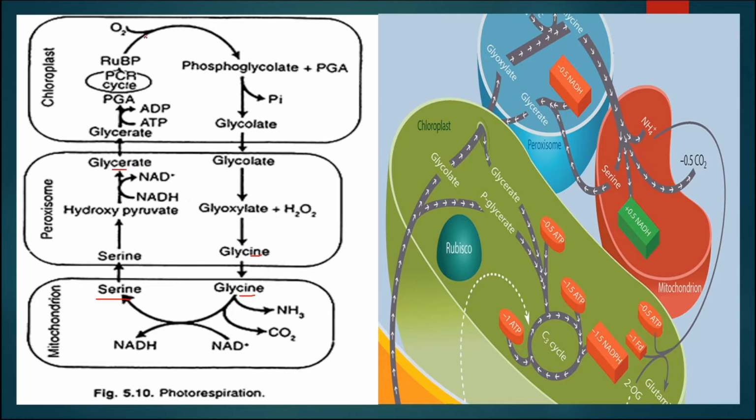Again this RuBP combines with oxygen to form glycolate, and then it will be transported to the peroxisome and converted into glycine. This glycine is converted into serine. Now this serine is transported back to the peroxisome to convert it into glyceric acid. Now this glyceric acid is again transported to the chloroplast to continue this cycle, and these are the steps of photorespiration. These three structures are involved in this process, that is chloroplast, mitochondria and peroxisome.